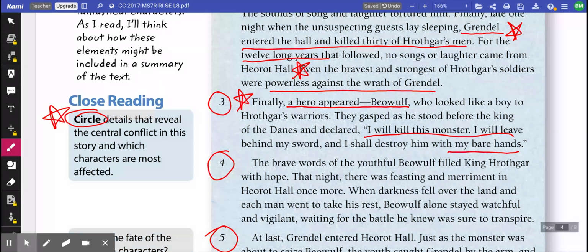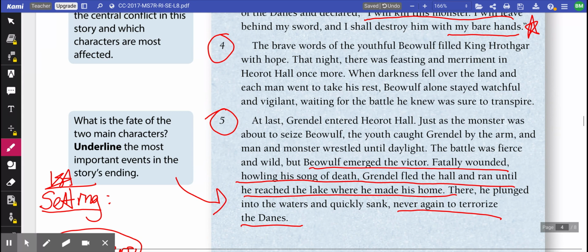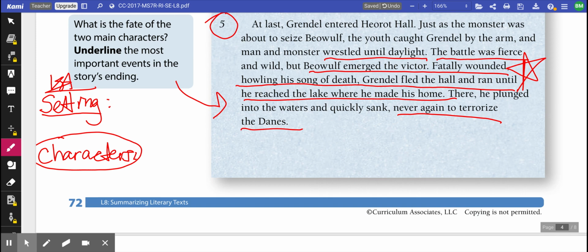And then I also have a star by "I'll leave behind my sword," because I think it's an important detail to know, because I know in the original story that he rips Grendel's arm off with his bare hands. I just always think that's a cool little thing to add. And then we've got at the very end that this battle was fierce and it lasted all the way until daylight, that they kept going all night long trying to figure out who was better. Okay. So, and that is what happens.